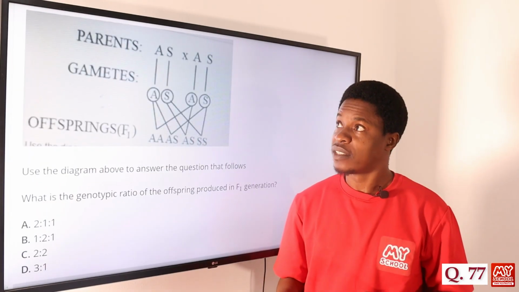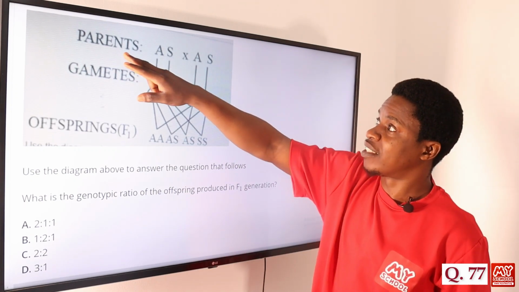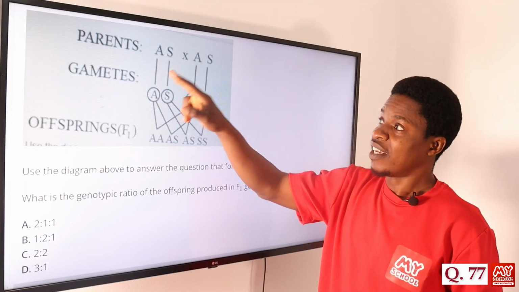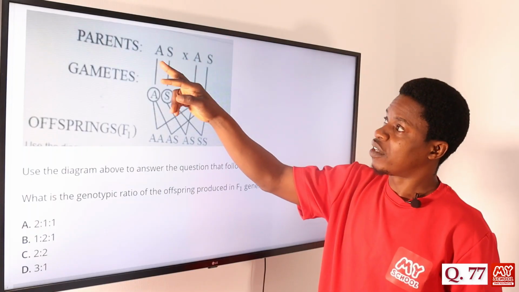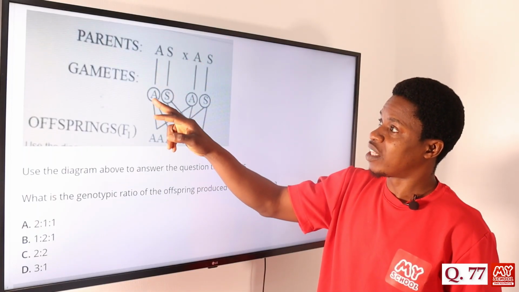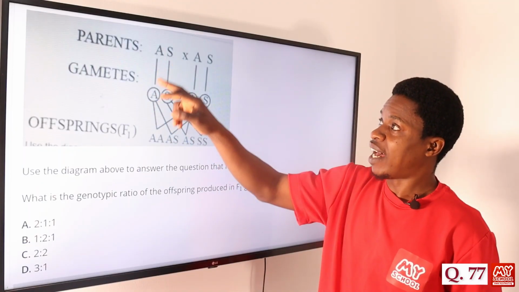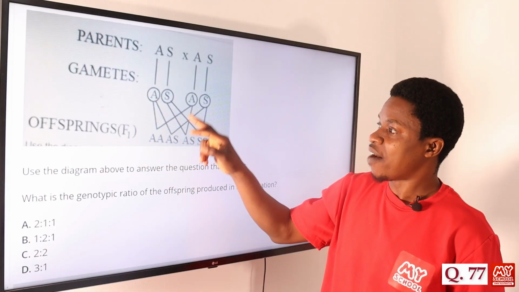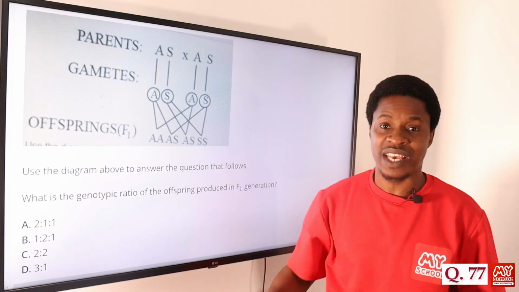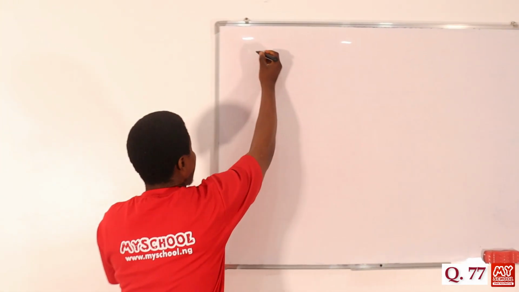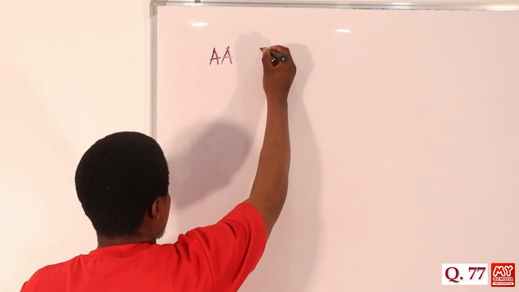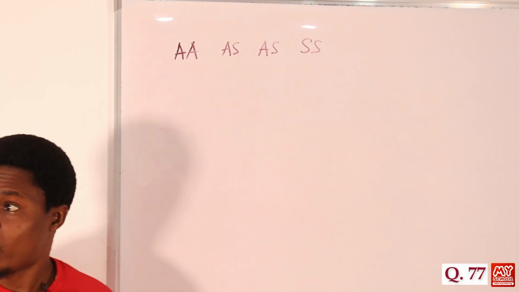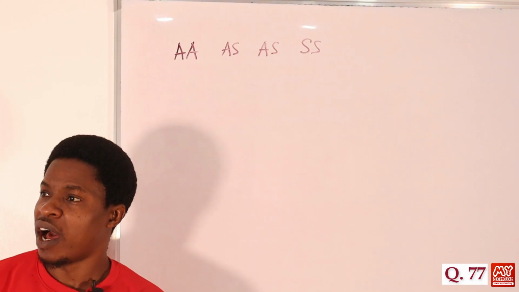Question number 77. We have a diagram here. The parents: maybe the father has AS and the mother also has AS. During crossing, the gametes A and S separate from each parent. At the end of the crossing, we have AA, AS, AS, and SS. I'll just write that on the board. The question says we should use that diagram to answer the question.